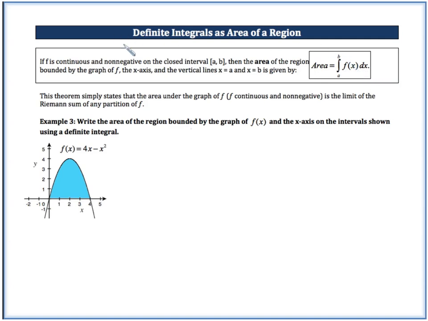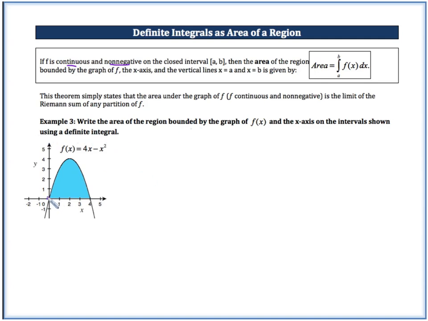So it's very important that f has to be continuous and non-negative. Then the definite integral on the interval gives you the area. Okay, so it is the limit of the Riemann sum for any partition of f. So here, write the area of the region bounded by the graph of f of x and the x-axis on the interval shown using a definite integral.